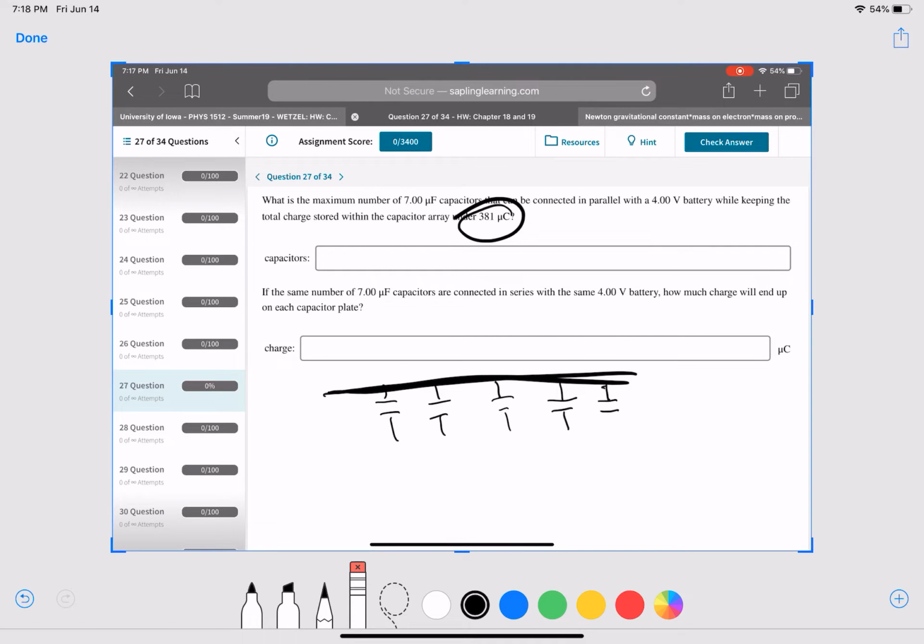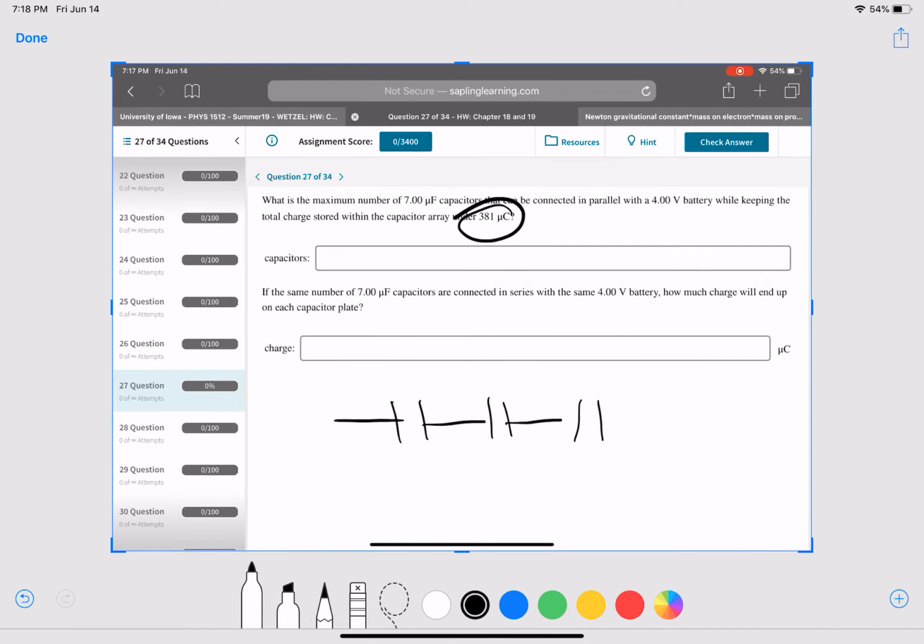So now, instead of doing that, we add our capacitors up in series, okay? And so we put the same number, so let's say this was 10, and so we're going to have 1, 2, 3, 4 to 10 in series. How much charge will build up on each capacitor plate?